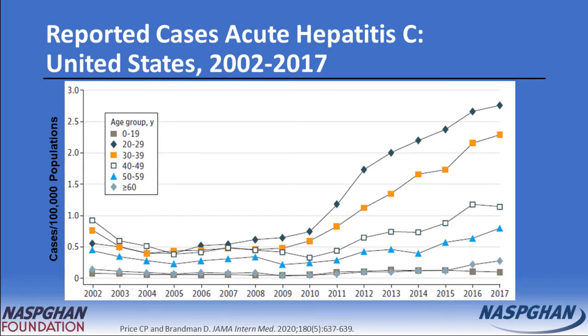So the U.S. Preventative Services Task Force has changed their recommendations as of 2020 for screening in all adult patients 18 to 79 years of age at least once during that time period, so that we can hopefully catch more of the patients who have a silent infection, treat them, and prevent transmission.